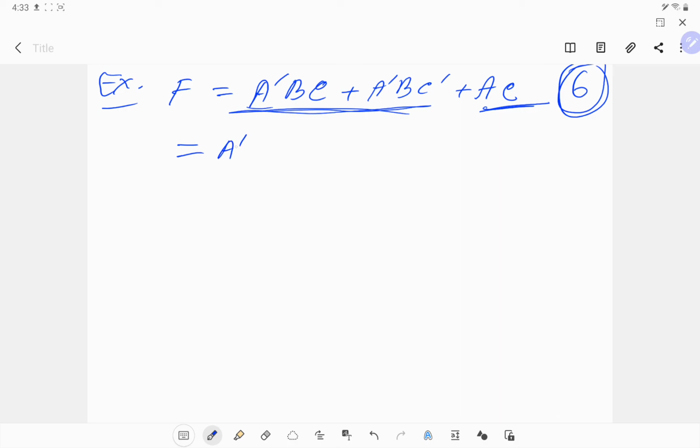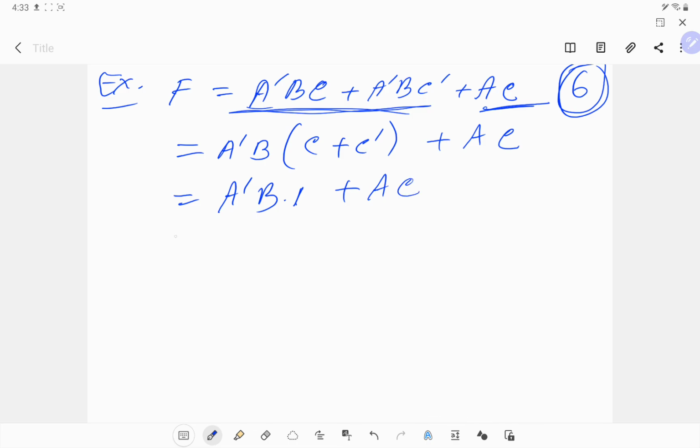So now if we take A prime B from both of the terms, then we got C plus C prime, and plus AC. Okay, so now A prime B, C plus C prime, we know is 1, plus AC. Now A prime B times 1, anything times 1 equals anything. A times 1 equals A. A prime B times 1 equals A prime B plus AC.